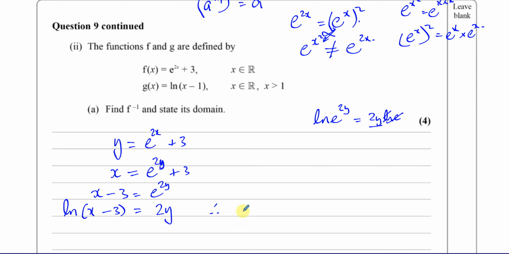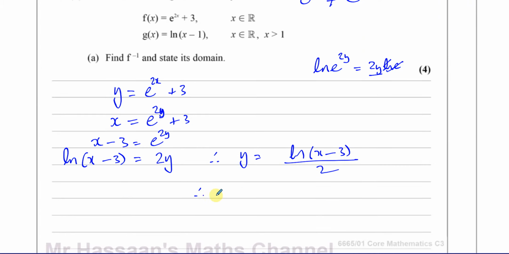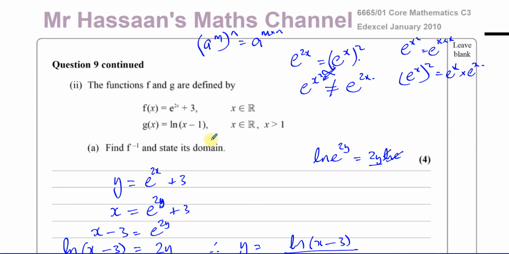So then we can say, therefore, y is equal to ln of x minus 3 over 2. So the inverse function for f is equal to the ln of x minus 3 over 2. And we have to state its domain. Now, one of the things we should realize is that the domain of the inverse function is the same as the range of the original function.